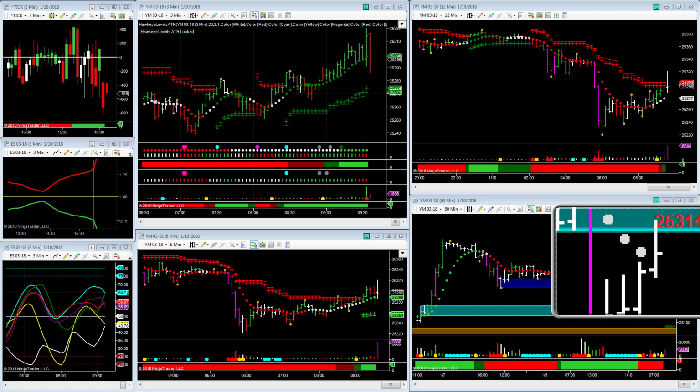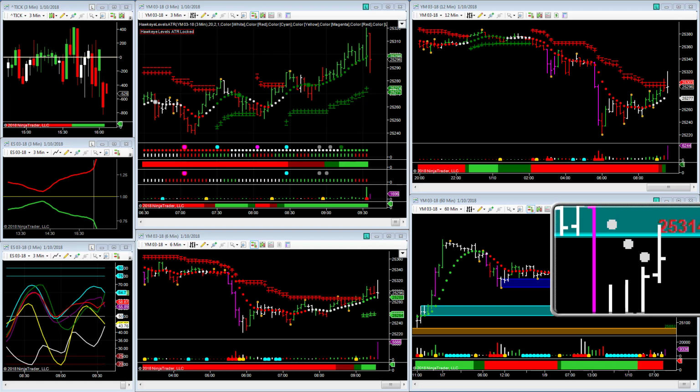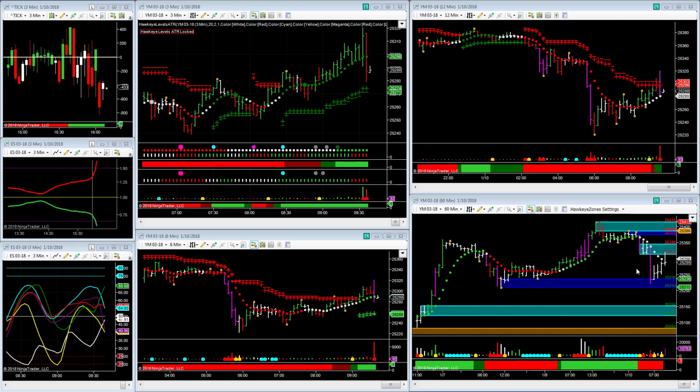So again, these indicators show a high reliability on identifying trend reversal points, on identifying supply and demand regions that you can use in your own trading. Okay, Hawkeye volume on the 3 minutes showing that we have a nice hook pattern formed, an extension up with a very quick reversal down.